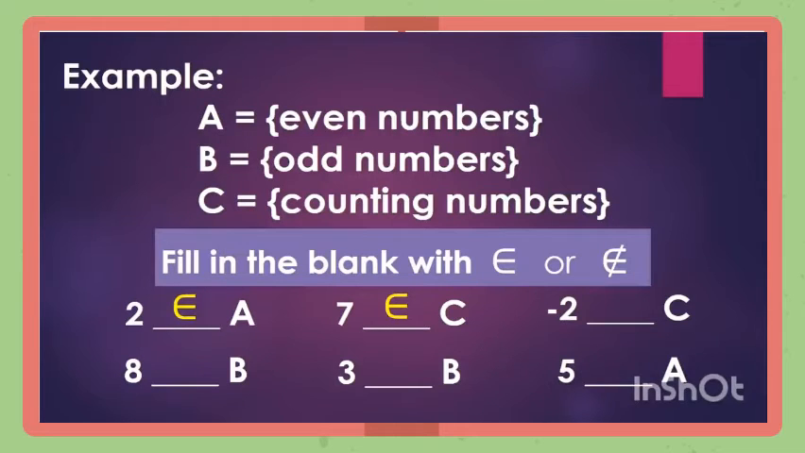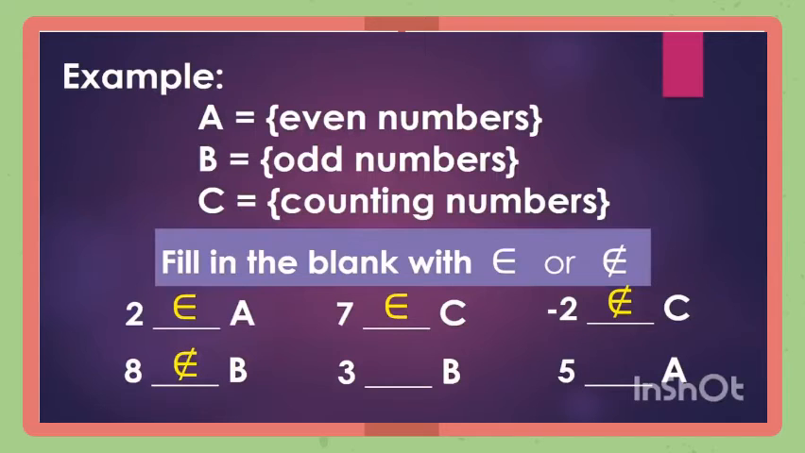Next, negative 2. Is negative 2 an element or not an element of set C? Ang negative 2 ba ay kasama sa mga counting numbers? No. So, therefore, this is not an element because negative 2 is an integer. Next, 8 is not an element of set B because 8 is not an odd number, rather an even number. So, ang 8 ay hindi siya odd number. So, therefore, this is not an element.